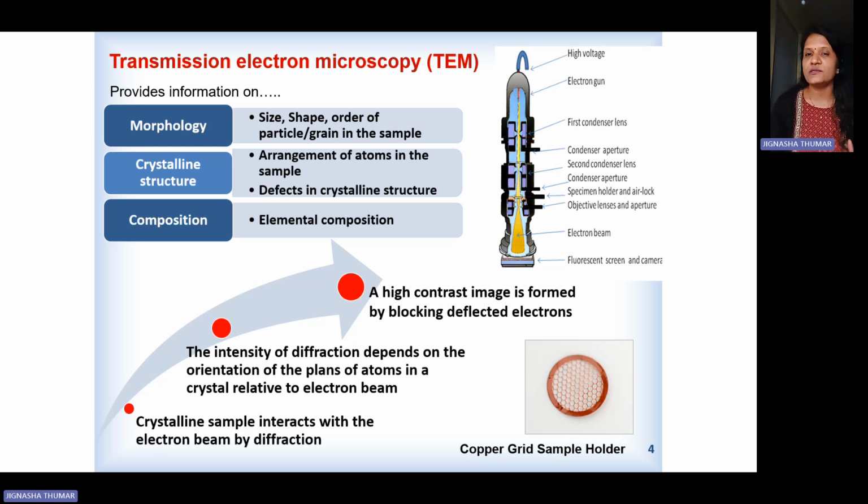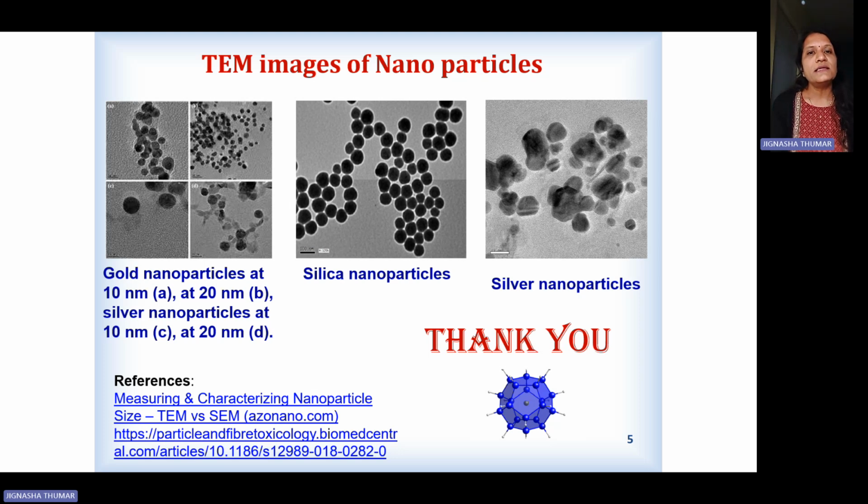Slow in the sense that it takes a lot of time to prepare the sample, because we have to prepare a very thin sample, and the method is also carried out under vacuum. So this is the limitation of the method, but it gives very good resolution. As you can see here, these are high resolution TEM images of nanoparticles like gold, silver, and silica. The pictures clearly depict that the method is very useful to know the size, the shape, the arrangement, and the defects, if any.